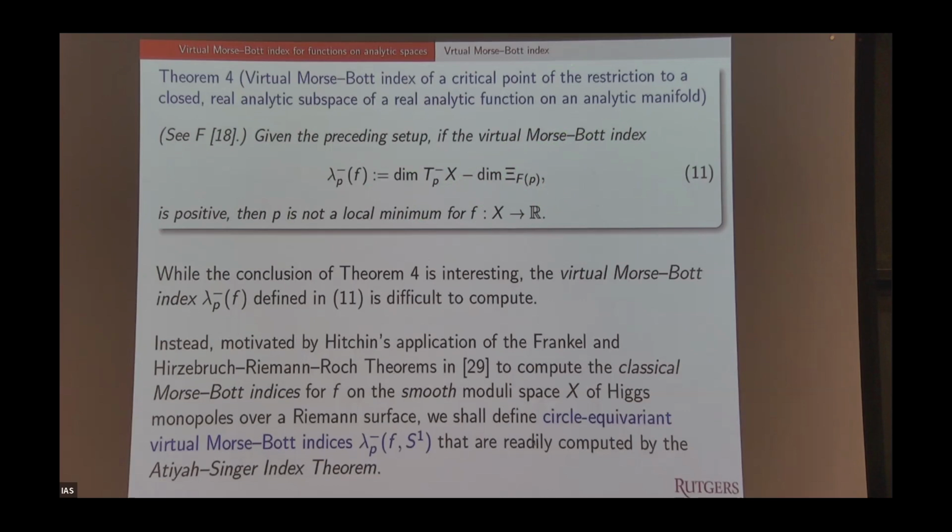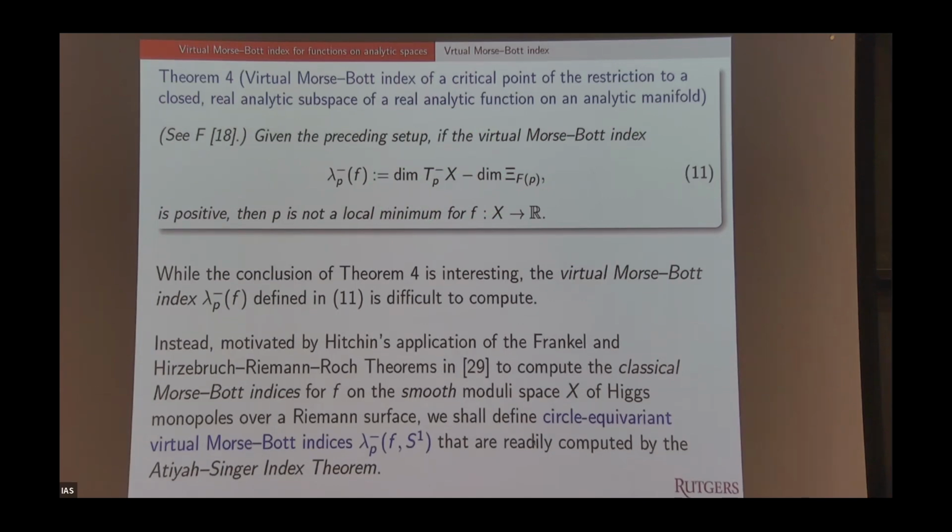All right, so this gives you a way of telling whether or not a point is at least not a local minimum. So it's interesting from that perspective. However, the downside is that this quantity is rather difficult to compute. You would like to be able to say that this difference of dimensions somehow arises as a difference of dimensions of certain homology groups or cohomology groups. And then that would hint that you might be able to compute this difference by applying a suitable index theorem. And with this definition here, you can't quite do that.